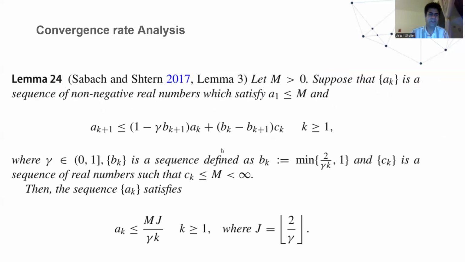The next lemma, which is coming from the Sabach and Shtern paper 2017, is an important lemma for talking about the rate of convergence for a trilevel optimization problem. If you have a fixed positive m here, and you have a non-negative sequence ak, which the first number here is less than m, and then you have this condition. So you can say ak is less than mj over gamma k.